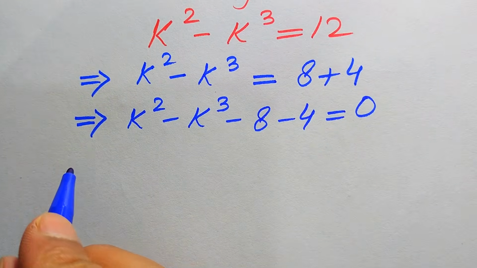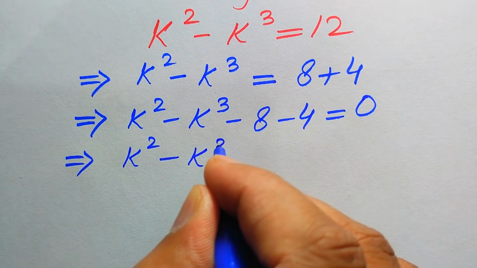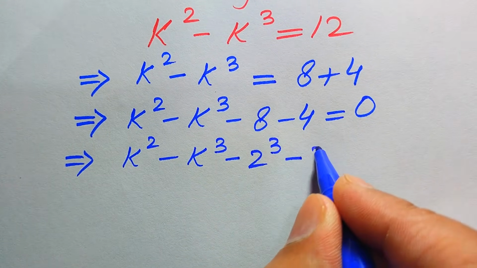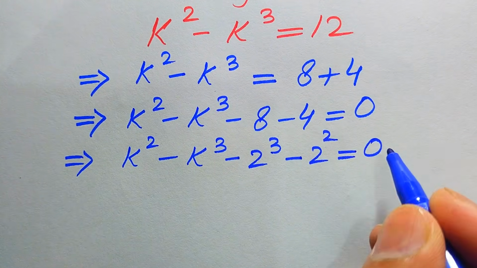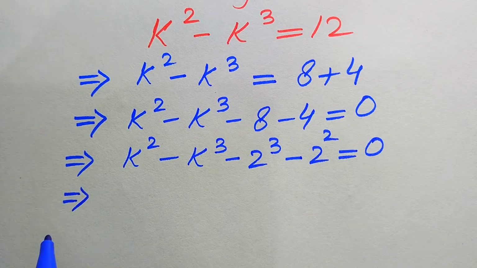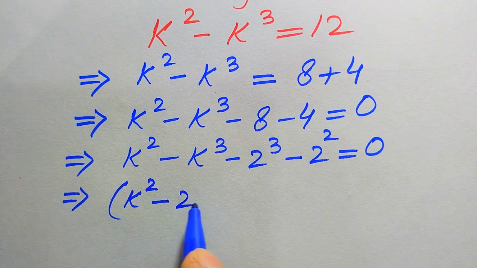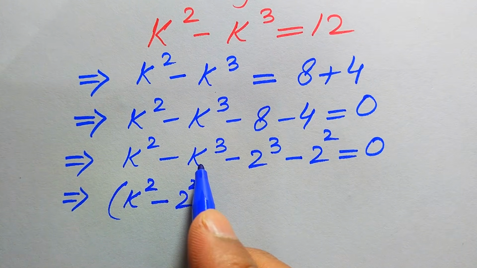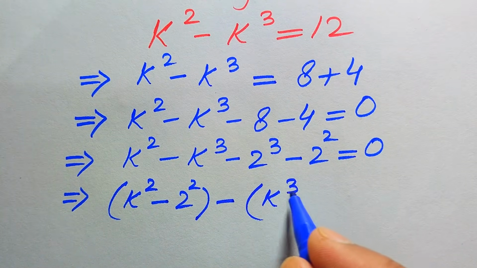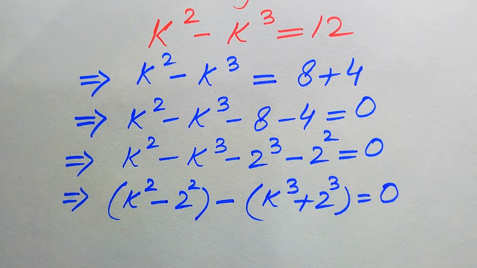And now in the next step we need more simplification, and we rewrite this equation as k square minus k cubed minus 8. We write it as 2 cubed, minus 4, we write it as 2 square, and this whole equation is equal to 0. And now we make the pair of cubic term with cubic term and square term with square term, so that the first pair is k square minus 2 square, and you see that the negative sign is common from both of these two terms. So when we take the common negative sign, the remaining values are k cubed plus 2 cubed, and this whole equation is equal to 0.